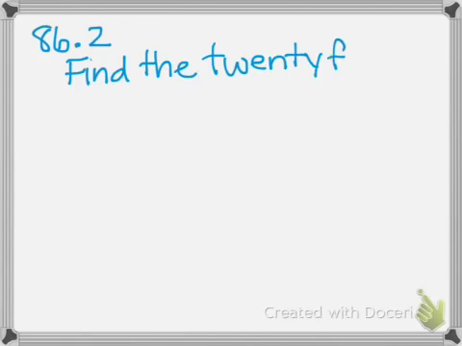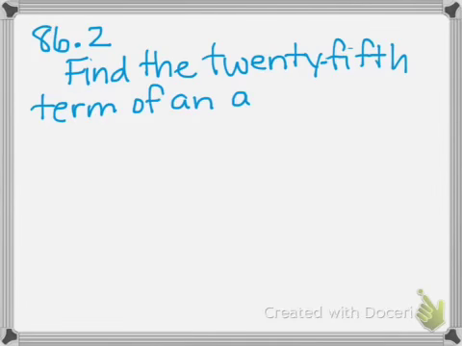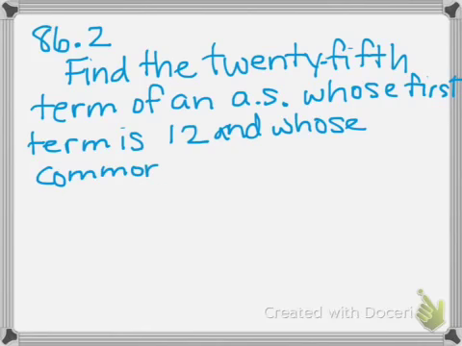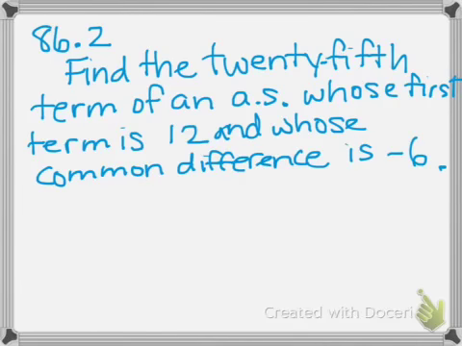Okay, now it gets a little bit more involved. Find the 25th term of an arithmetic sequence whose first term is 12 and whose common difference is negative 6. Now, we don't want to actually write out 25 terms, so this is where the equation comes in handy. So we'll go back to that equation, a sub 1 plus n minus 1 times d.